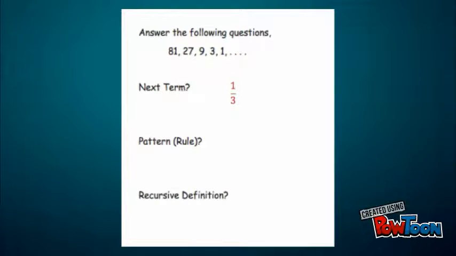Some of you may have said divide by 3. This is correct. However, when we write recursive sequences, we don't want to use division. We want to use multiplication. So what is the same as dividing by 3? The same would be multiplying by 1/3.